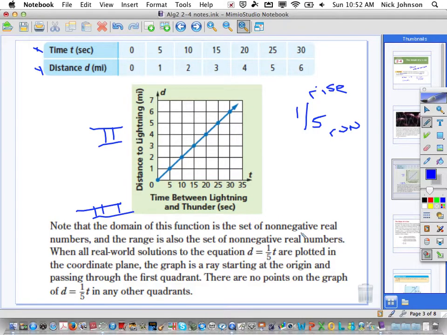The reason why it's non-negative real numbers is because you could have 1, 2, 3, 4 as your time. We could have 1 second elapse. We could have 2 seconds elapse. So on and so forth.